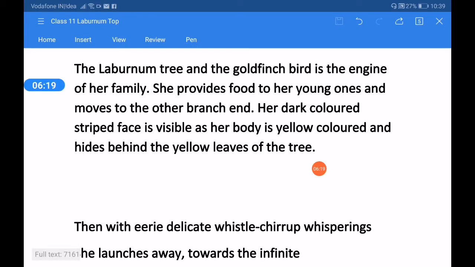Explanation of the above stanza is: the laburnum tree and the goldfinch bird is the engine of her family. She provides food to her young ones and moves to the other branch end. Her dark colored striped face is visible as her body is yellow colored and hides behind the yellow leaves of the tree.